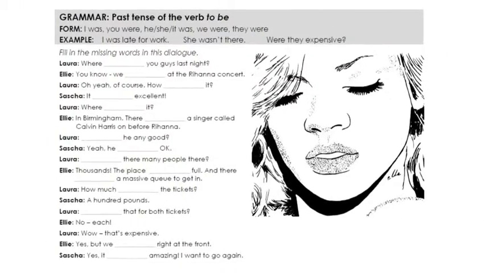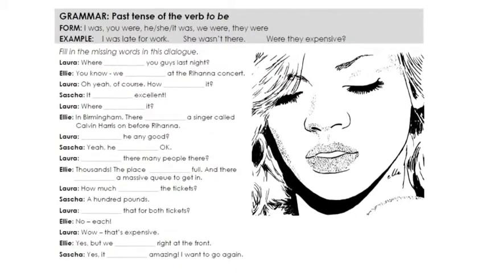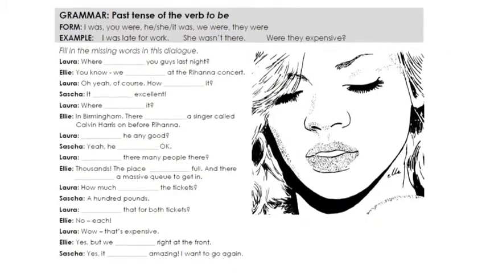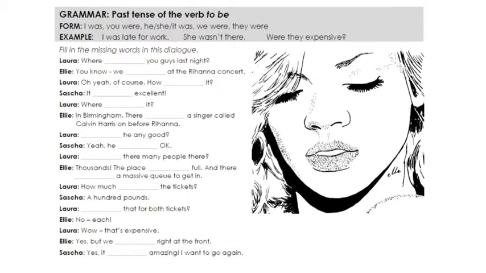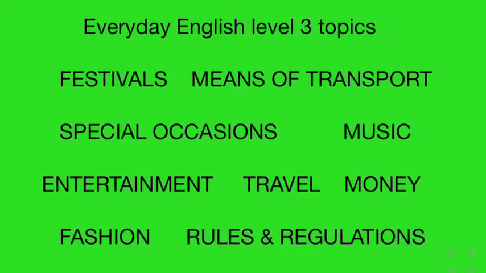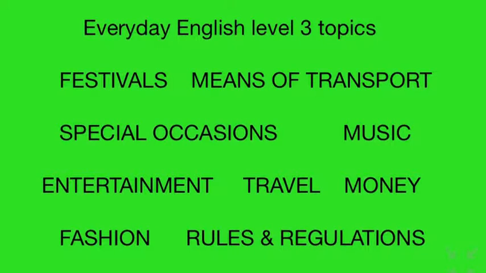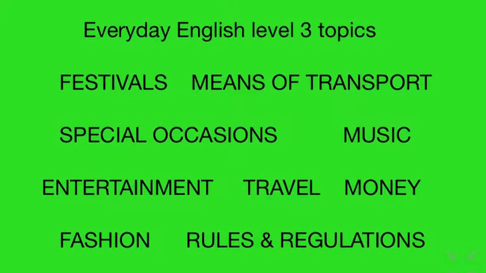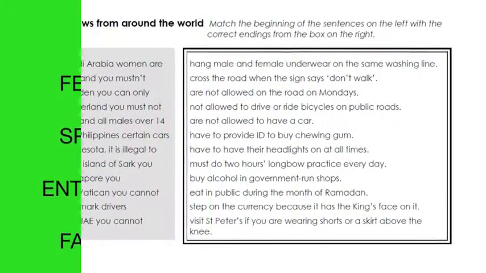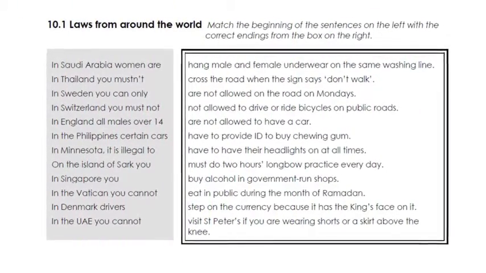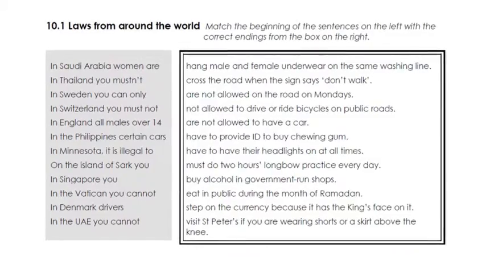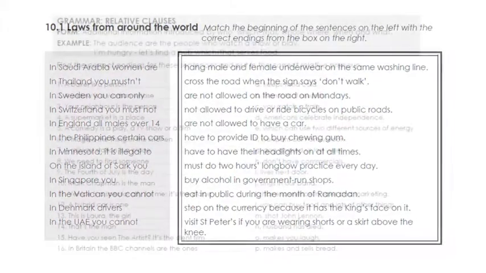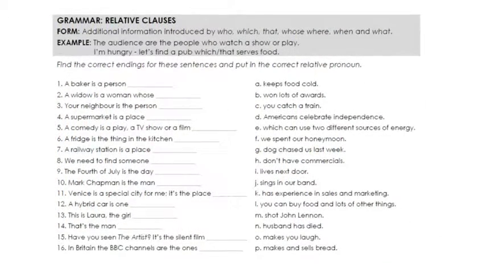Here's one of the grammar exercises from Level 2. This one's on the past tense of the verb to be. Here are some of the topics covered in the Level 3 book. That's Trinity Grades 5 and 6. Again, there's nothing particularly out of the ordinary here. Here's an exercise from the unit on rules and regulations in Level 3. And this exercise on relative clauses is from the grammar section in the Level 4 book.